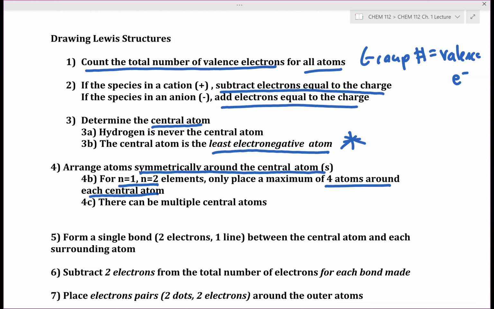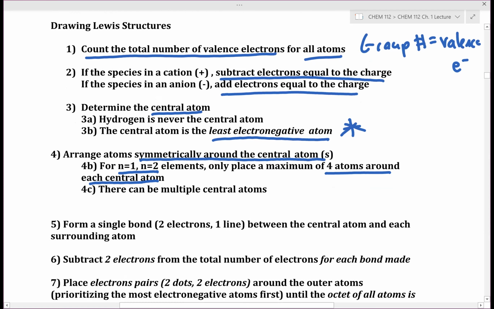Generally, if you have more than 4 single bonds, you'll violate the octet. And what happens after the second row? What orbital becomes available? D. Yeah. So for the first and second row, you don't have an empty d orbital. And we'll see that when we talk about expanded octets.